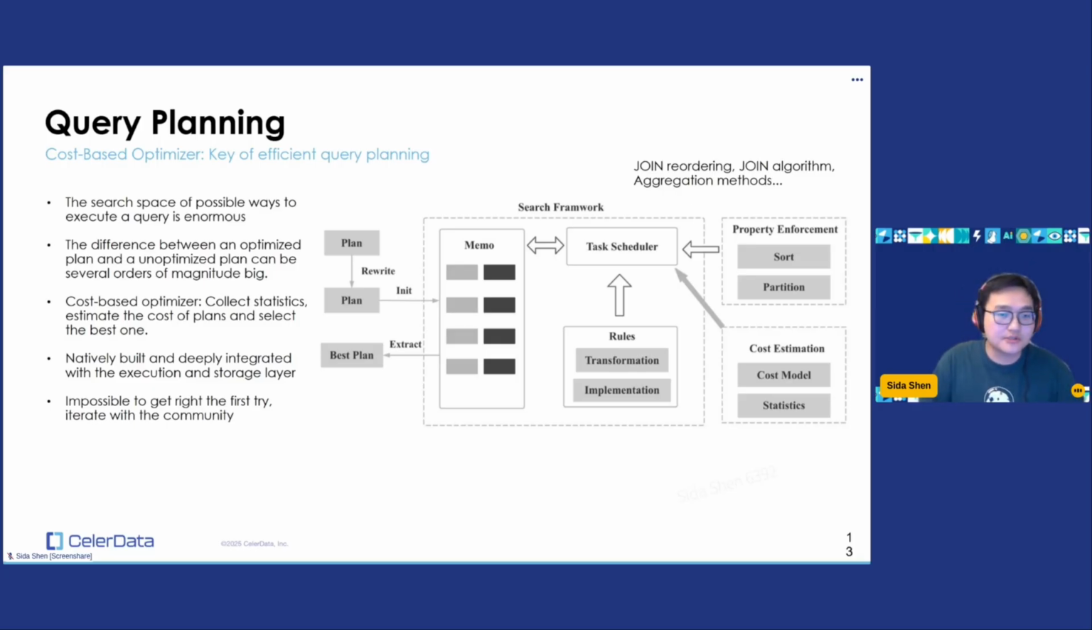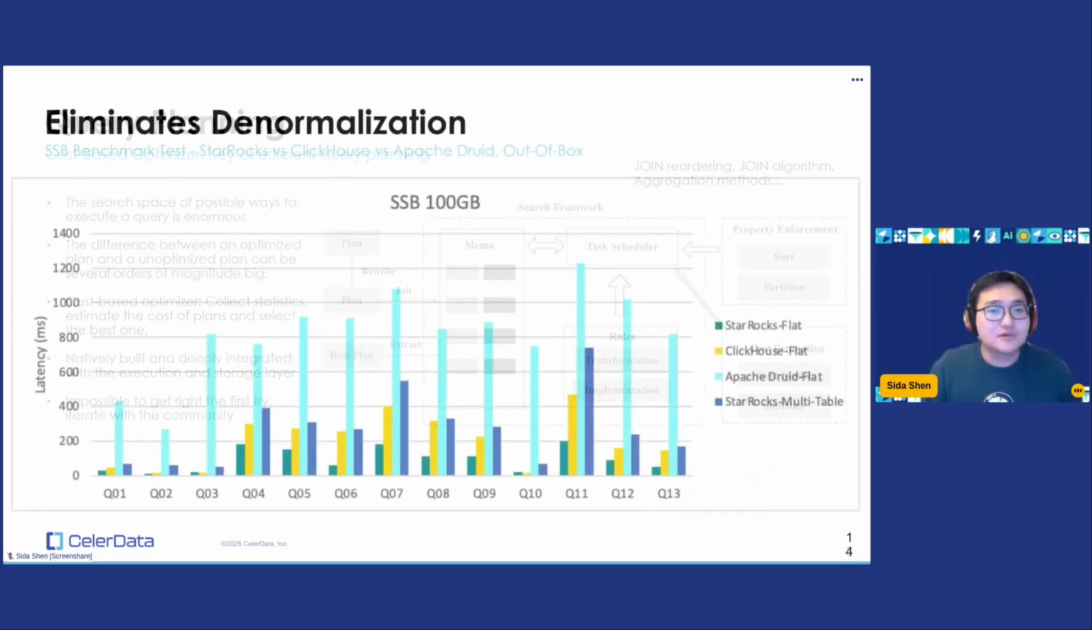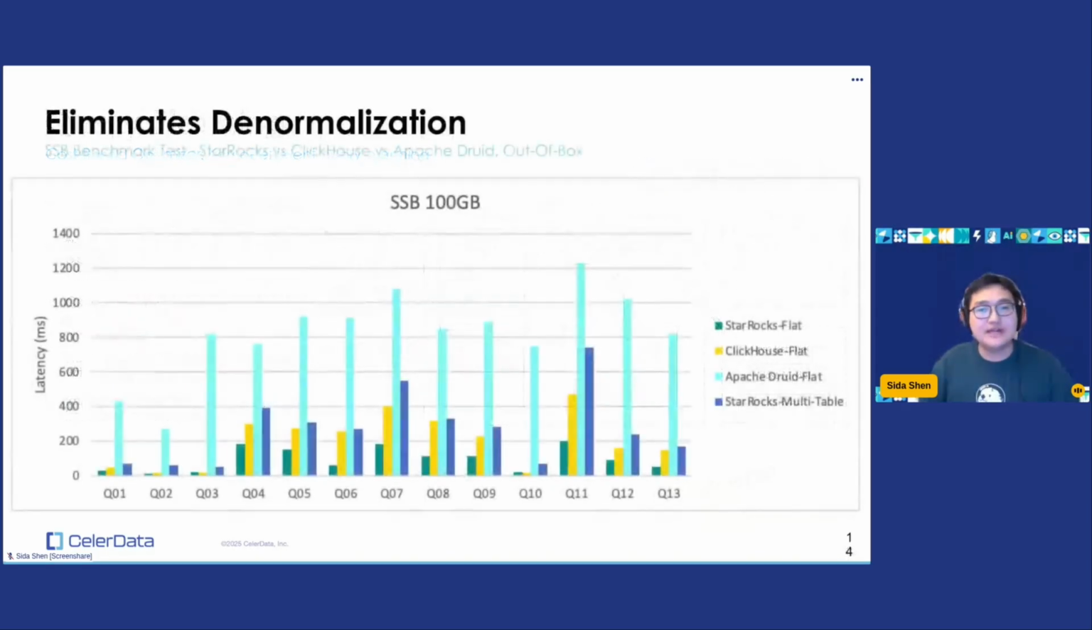So the StarRocks cost-based optimizer is innately built and deeply integrated with the execution layer we just talked about and the storage layer, right? And that was pretty difficult to get right. Yeah, it took us like a year and a half, two years to get this really mature, like four years ago, right? Thank God we have a community. Thank you, StarRocks users. We're able to iterate with you guys. So this is query planning, and next is performance, right?